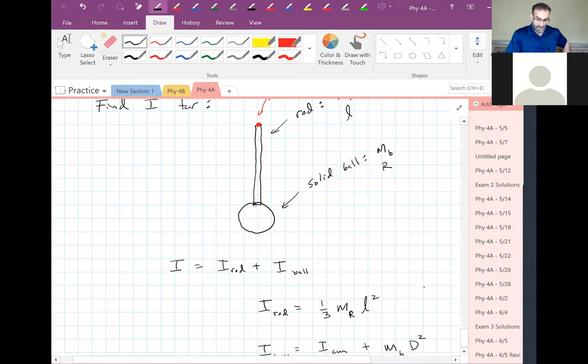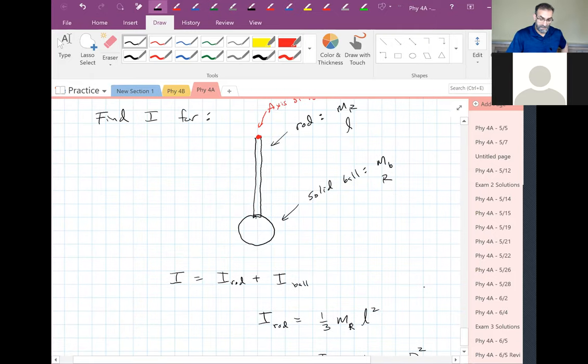So first thing we do, we say we've got a ball, we've got an axis of rotation up here, and we've got a ball down here that's moving like this. So we say, is there an axis? We looked that up on our table, we don't see that, right? But is there an axis parallel to the one of interest that passes through the center of mass of the ball? Is that on the formula sheet? Yes.